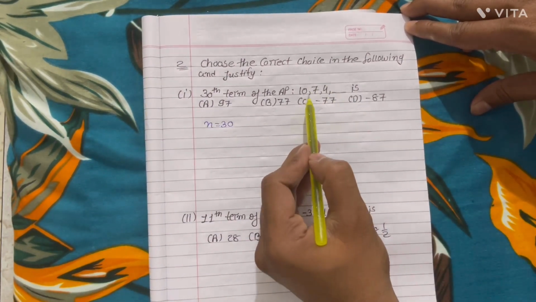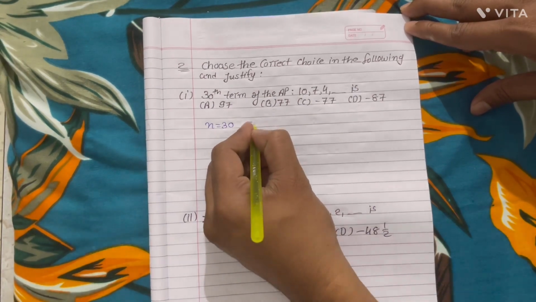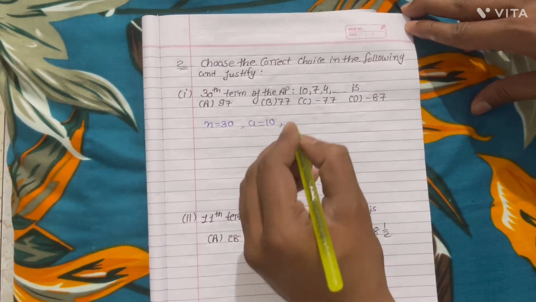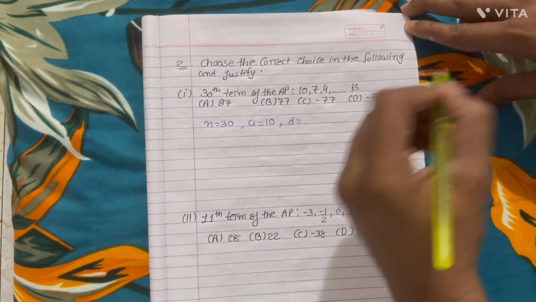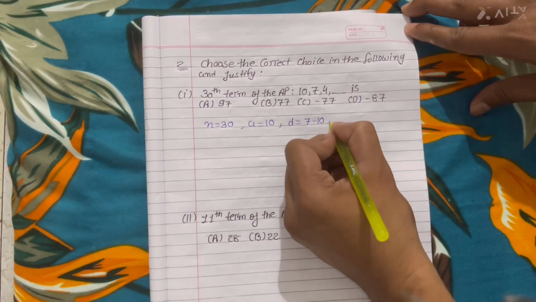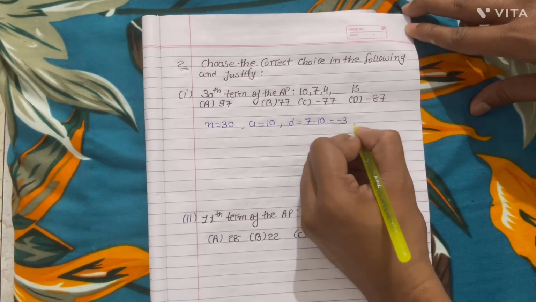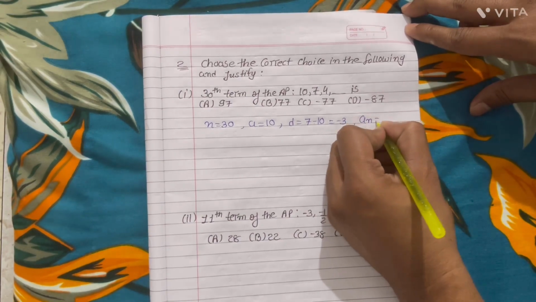What we are given: a is equal to 10, the first term. And the difference: how to find the difference? a2 minus a1, so 7 minus 10, which means minus 3. And we have to find the 13th term, which means we have to find an.